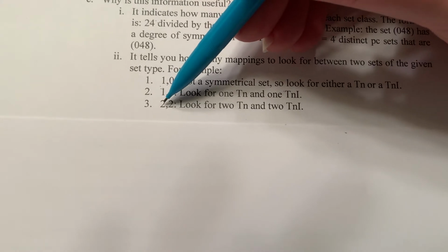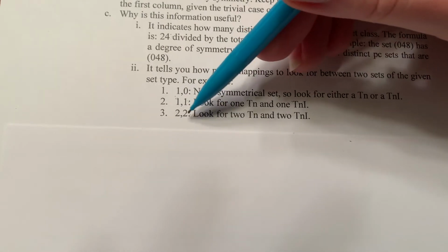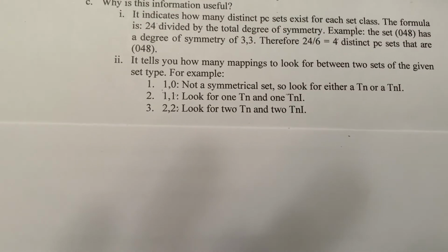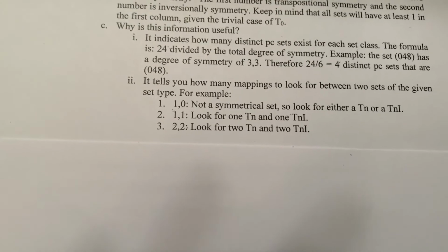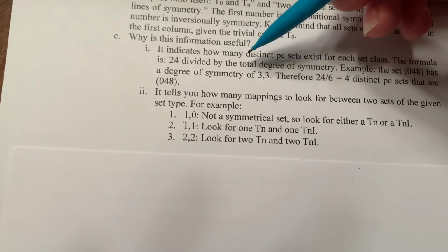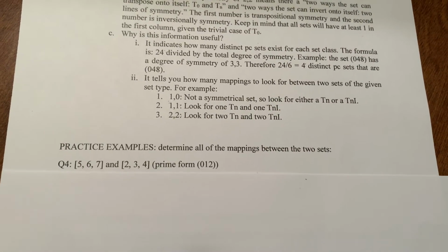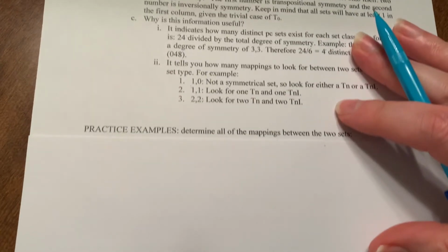Whereas if you saw a situation where the set class was 2, 2 in terms of the degree of symmetry, I would look for 2 transpositions and I'd look for 2 inversions. Now, I know this is a little confusing because now I'm talking about mapping two different sets of that particular set class. Up here, I was looking at just the set class by itself. But now I'm back to that issue of mappings. Okay, now let's go ahead and show you how you're going to do this.